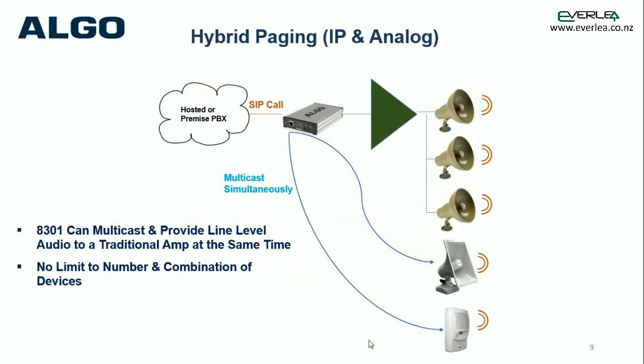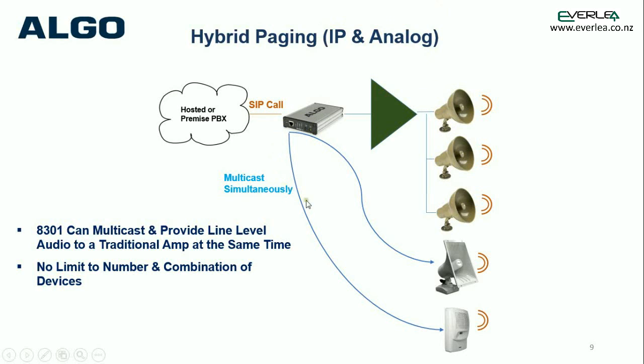So if we're going to be doing what we'd call a hybrid paging solution, this is what I was talking a little bit about earlier. We've got our hosted or on-premise PBX, which is voice over IP, SIP. We've got the 8301, and that is directly connected to an amplifier, and these are your existing amplifier speakers all in place. So you basically call the 8301 via a SIP registration. The 8301 will answer and play a tone, which will then broadcast through to these analog speakers.